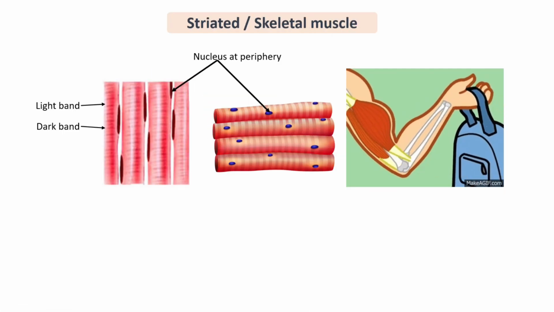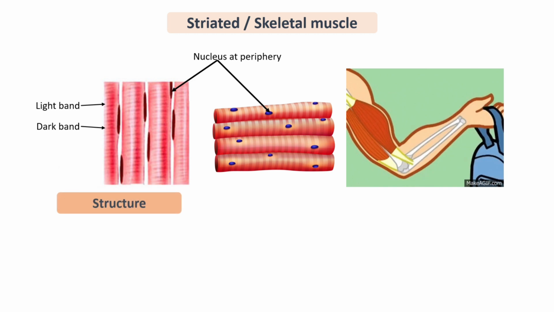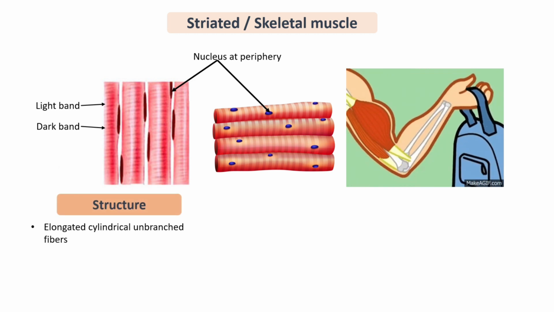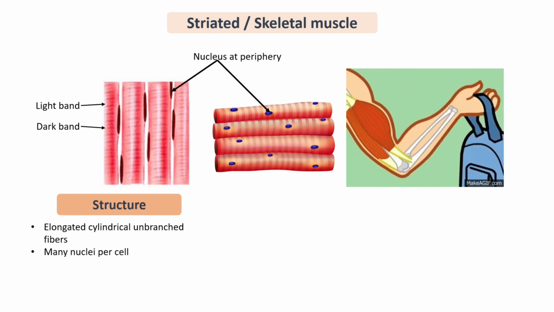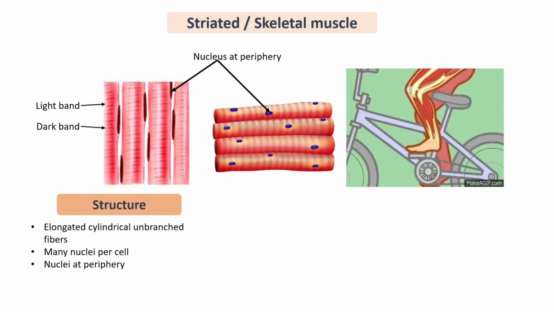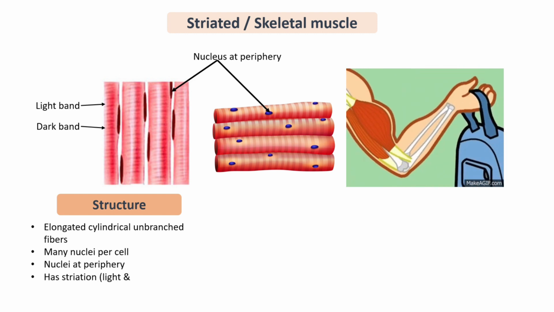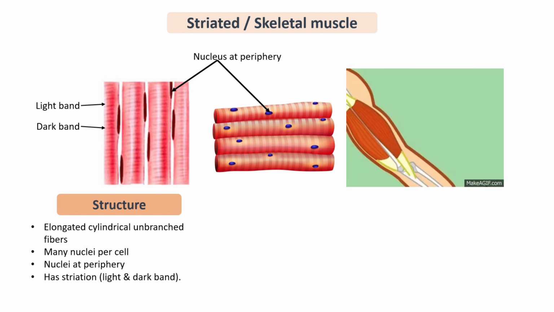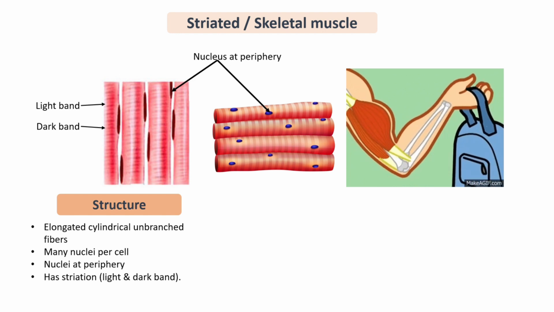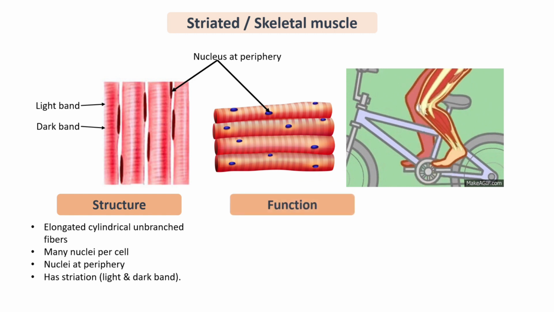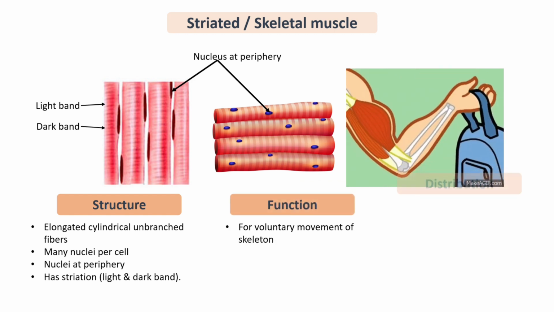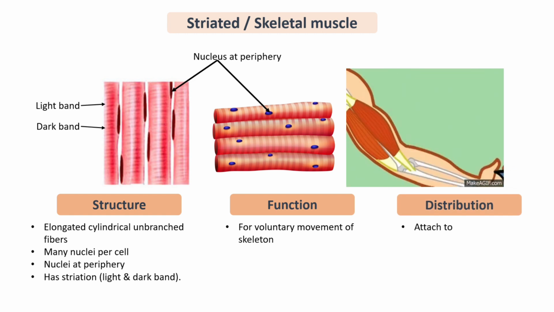Second is striated or skeletal muscle. Skeletal muscle has elongated, cylindrical, unbranched fibers. There are many nuclei per cell. The nuclei are located at the periphery. Skeletal muscle has striation, which is the alternation of light and dark bands, giving the cell the appearance of having stripes. Skeletal muscle's function is for voluntary movement of the skeleton. Therefore, it is mostly found attached to the skeleton or bone.